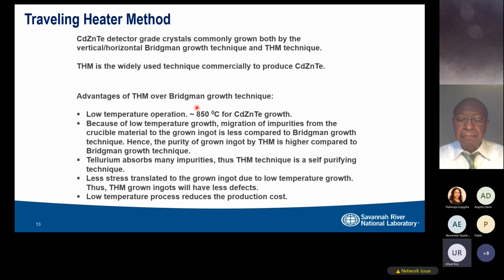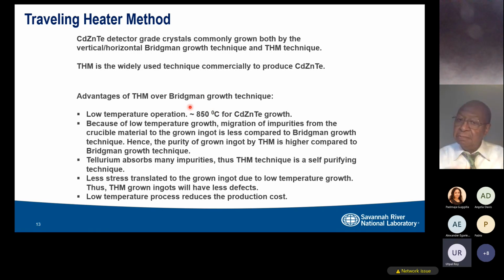And since it is a low temperature, whenever you cool down any material from high temperature to low temperature, you basically generate thermal stress in the material, whether it is glass or any other material. So if we grow at about 1100, 1130 degrees centigrade and cool down to room temperature, we will generate a lot of thermal stress, which basically generates those dislocation walls inside the material.